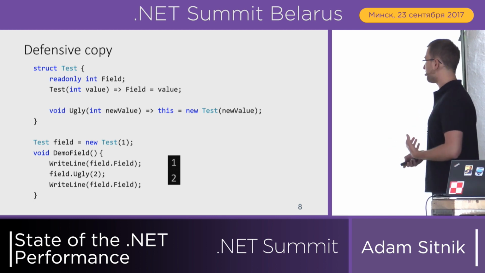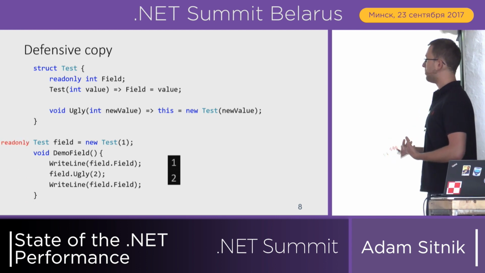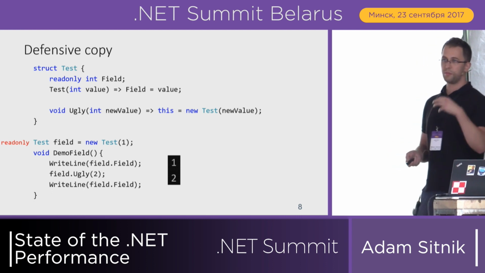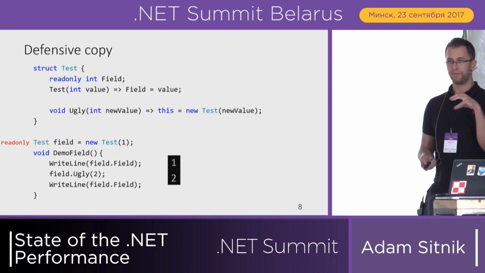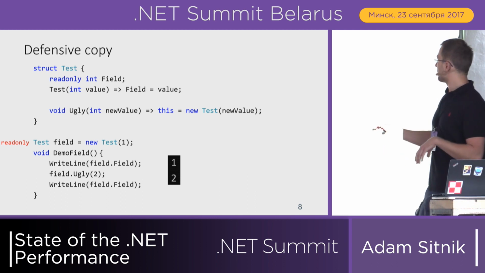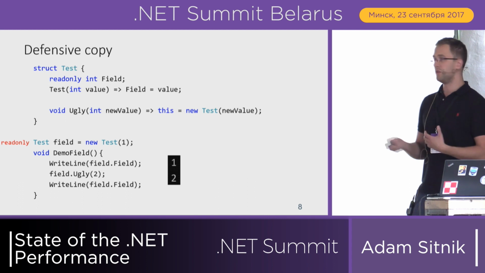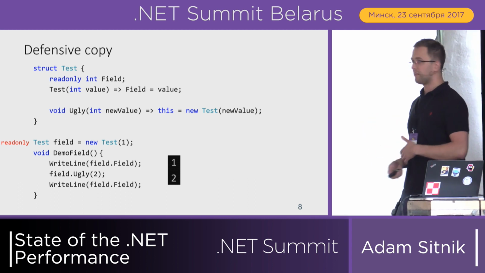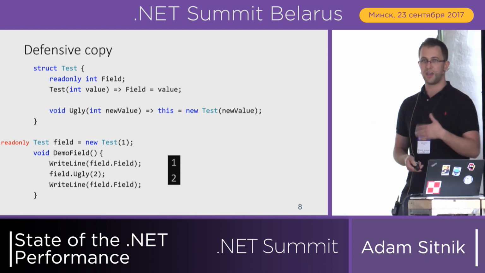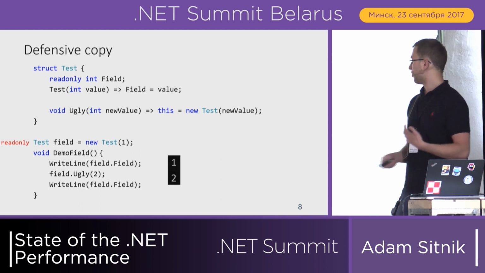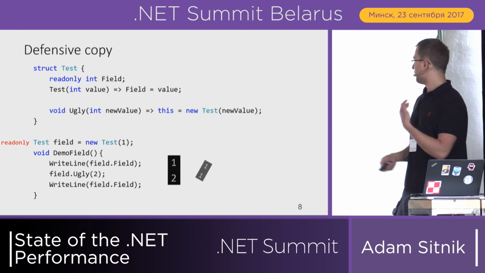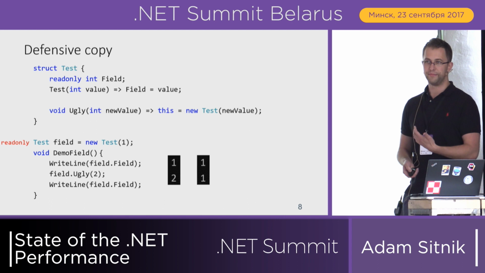And this is why, when we apply the readonly modifier to a field, the C# compiler wants to make sure that it's immutable. So before calling methods like this, or a method that could potentially use the this keyword, it creates a defensive copy every time. So with readonly, we get the following result.